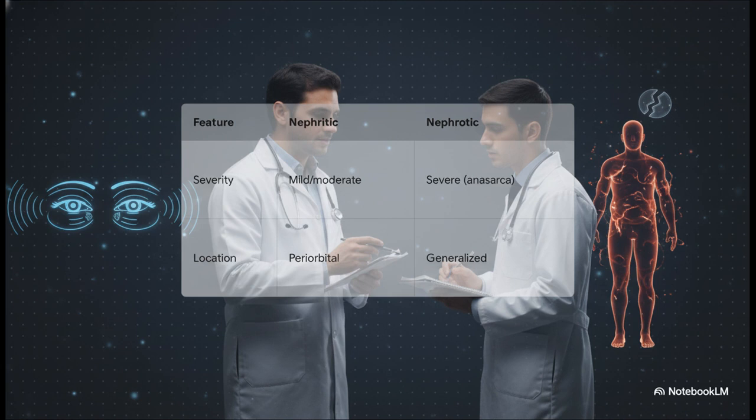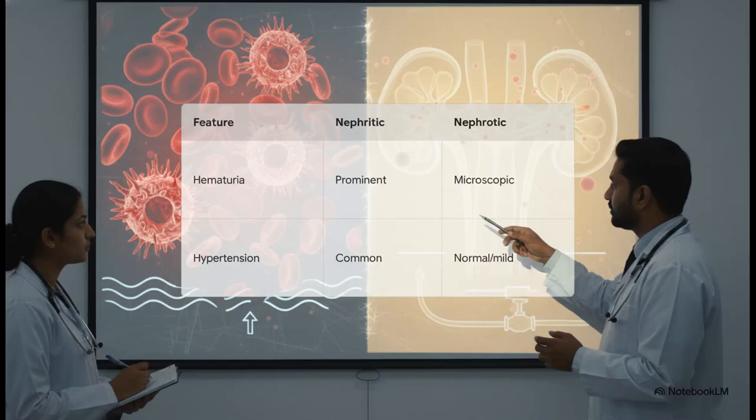But look at the nephrotic patient. Because they've lost all that albumin, they've completely lost the oncotic pressure that normally holds fluid inside their blood vessels. The result? Severe, generalized, full-body edema, which is known clinically as anasarca. Next up, blood and pressure. Remember our golden rule from earlier? Inflammation drives bleeding and pressure.